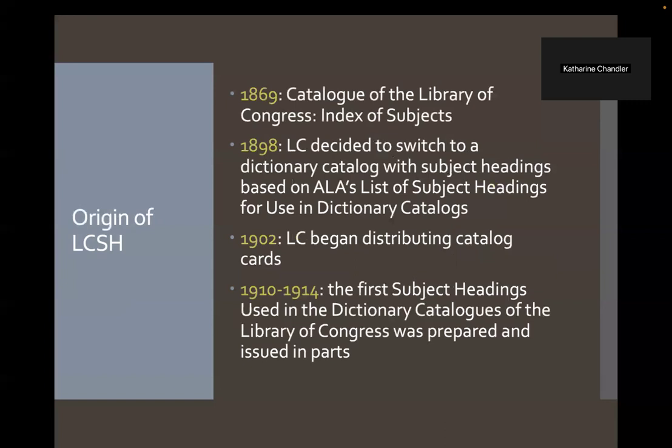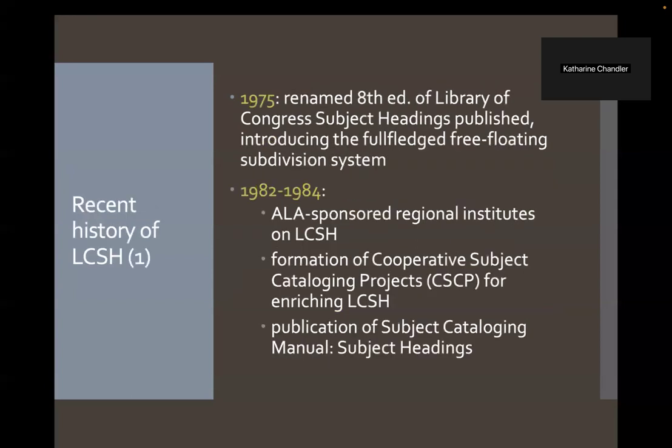In 1869, the catalog of the Library of Congress was the index of subjects. Then in 1898, they decided to switch to a dictionary catalog with subject headings based on ALA's list of subject headings for use in dictionary catalogs. In 1902, they began distributing catalog cards. From 1910 to 1914, the first subject headings used in the dictionary catalogs of the Library of Congress were prepared and issued in parts.